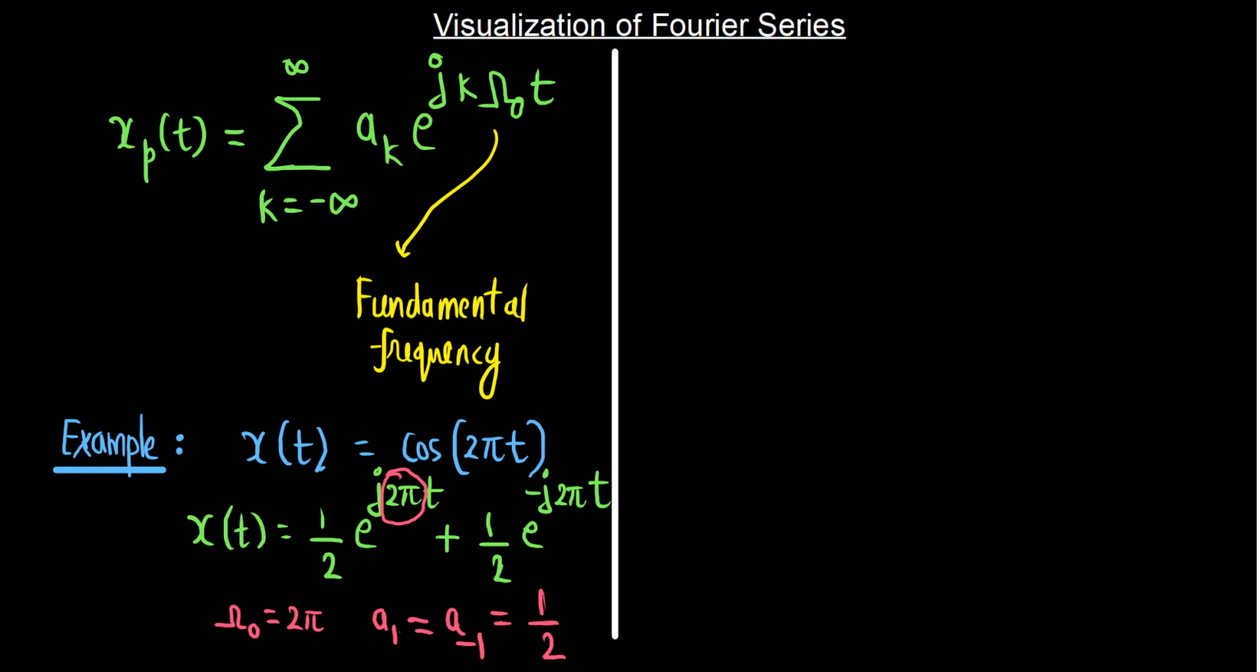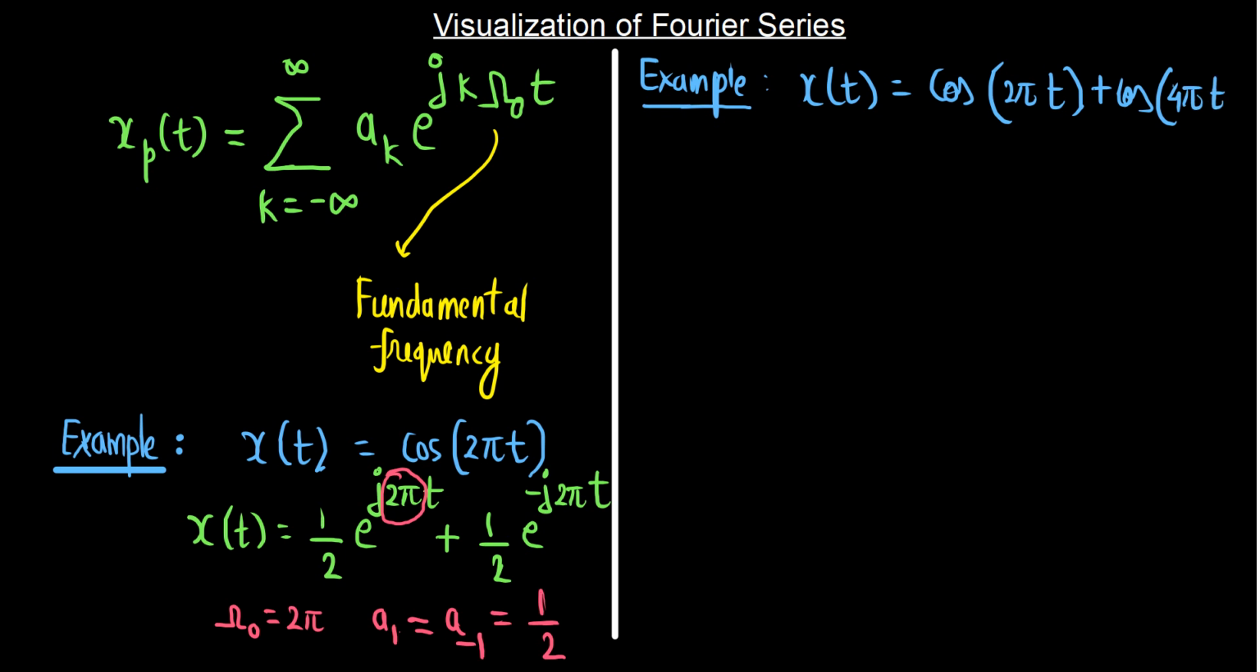Now let's try to understand what this representation says. This representation simply splits the periodic signal into complex exponentials. Now this is a very simple case of a periodic signal. Let's suppose we have some different periodic signal, say for example x of t equals cos 2 pi t plus cos 4 pi t. So let's have this signal.